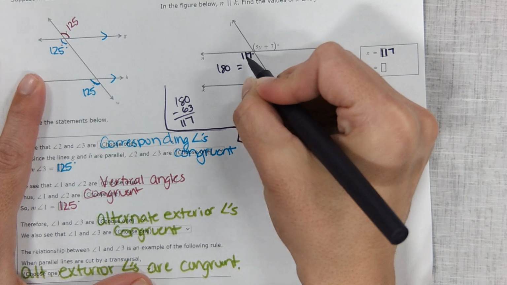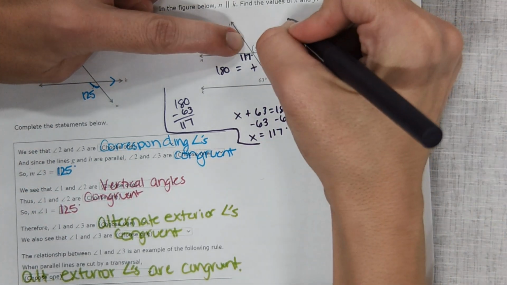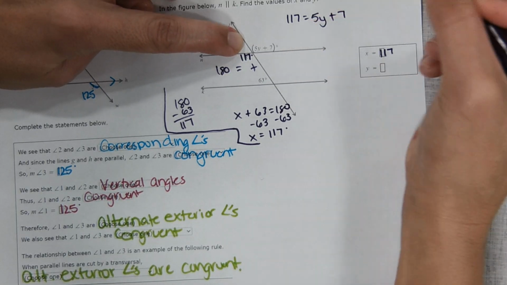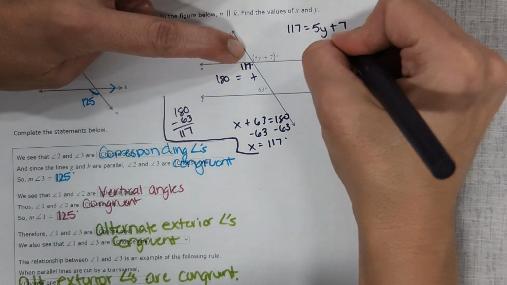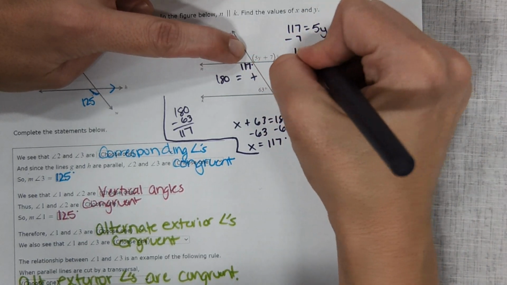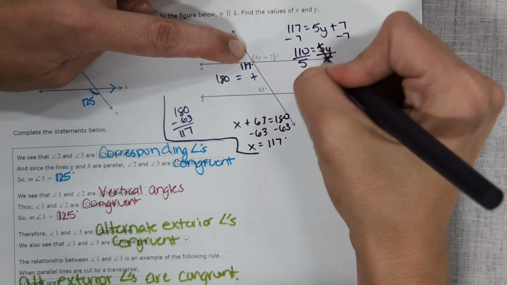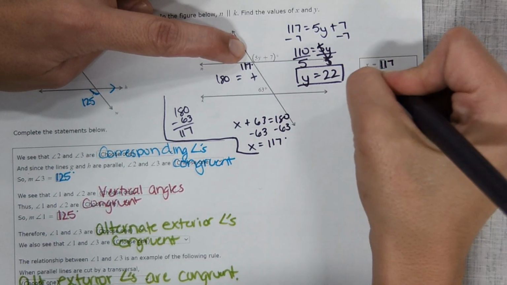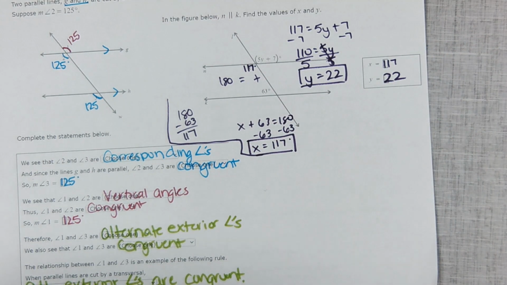Okay, and then once you have x, it makes it easy to find y, because vertical angles are equal, so we can do 117 equals 5y plus 7, and we can solve for y. Subtract 7, 110 equals 5y, divide by 5, and y equals 22. Once you have that done, you can flip to the back.